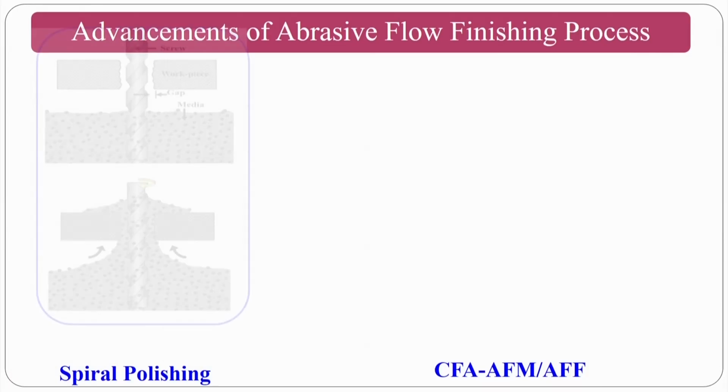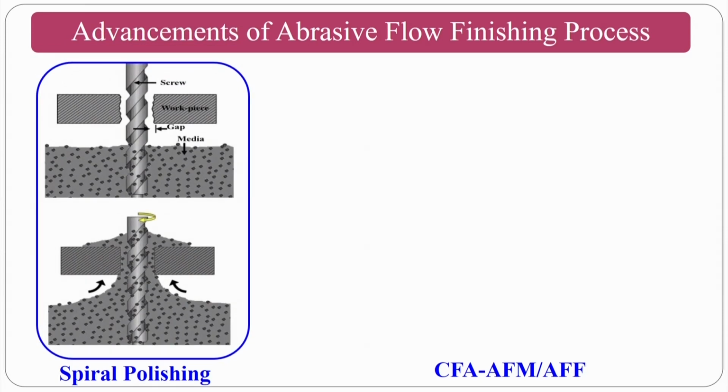At the same time, there are another two advancements. One is the spiral polishing process, where you are giving a rotational motion to the screw, which brings the medium up because of the flutes, and similarly vice versa, so that the finishing action can take place. And in this condition, the medium should be much viscous. If it is too low viscous, what will happen? There is a heavy chance that the medium may fall down.